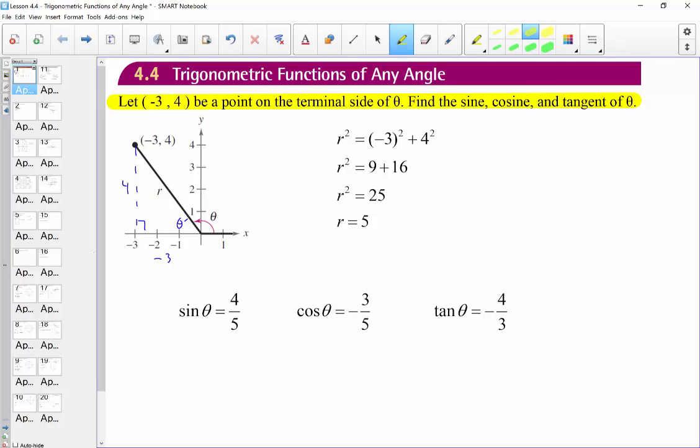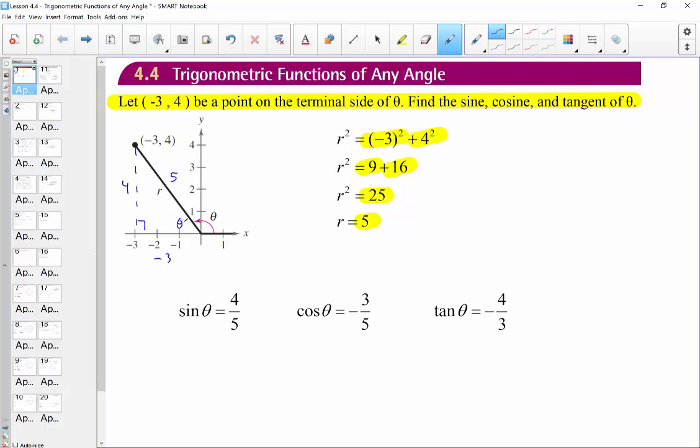The hypotenuse can be found by using the Pythagorean theorem. r squared equals the base of the triangle squared, which is -3, plus the height of the triangle squared, 4 squared. So we get -3 squared, which is 9, and 4 squared, which is 16. The sum of 9 and 16 is 25, and to solve for r, we take the square root of both sides. So the hypotenuse of the triangle is 5. Let's go ahead and label that on our triangle.